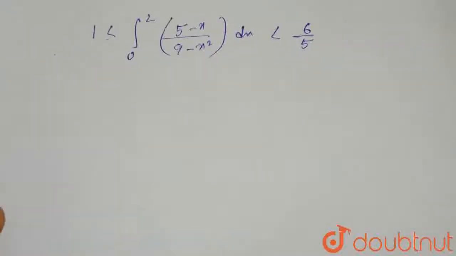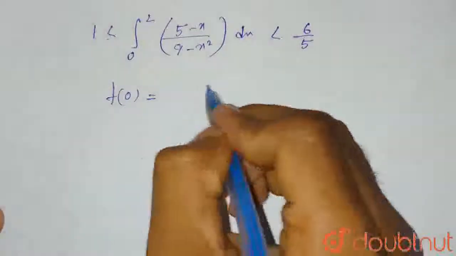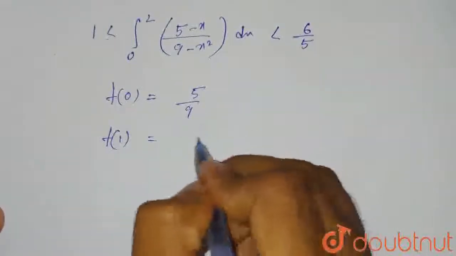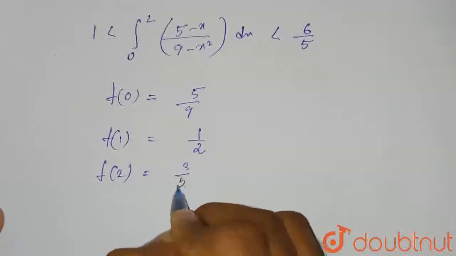So now what we have got? We have got f of 0 equal to 5 by 9, f of 1 equal to 1 by 2, and f of 2 equal to 3 by 5.